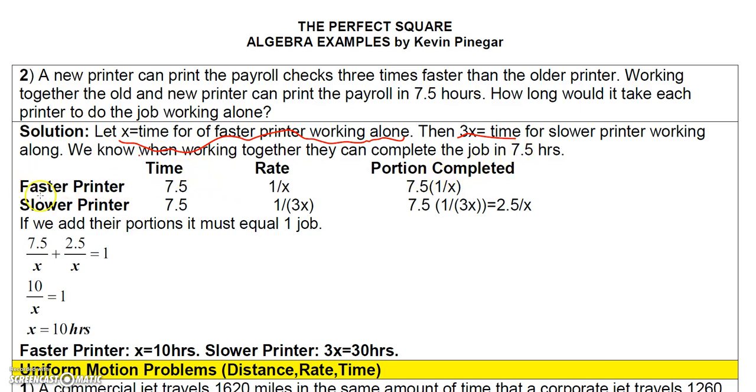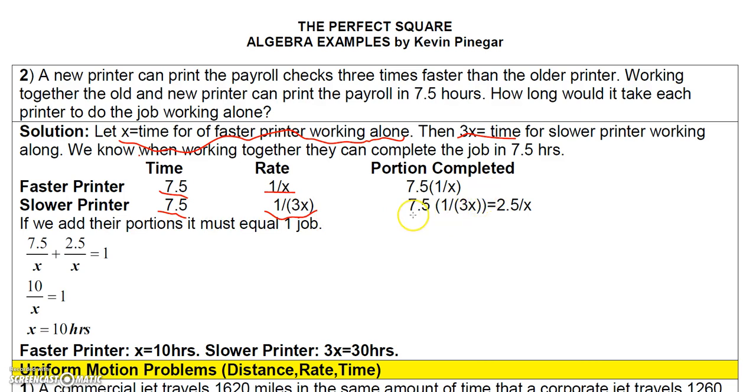So in this problem, we know the time working together is 7.5 hours for both the faster printer and the slower printer. Now, the rate: if it takes the faster printer x hours to do the job, then its rate must be 1 over x. In other words, it does 1 over x portion of the job per hour. And if it takes the slower printer 3x hours, then its rate must be 1 over 3x. To find the portion completed, multiply 7.5 times 1 over x and 7.5 times 1 over 3x, and that'll give you the portions.